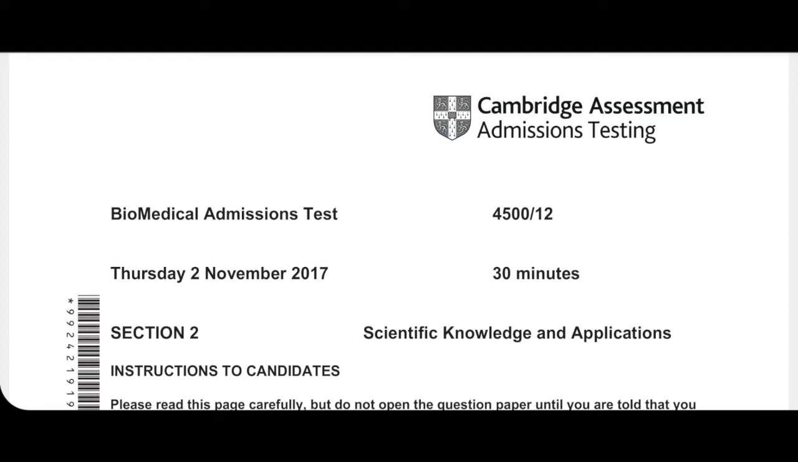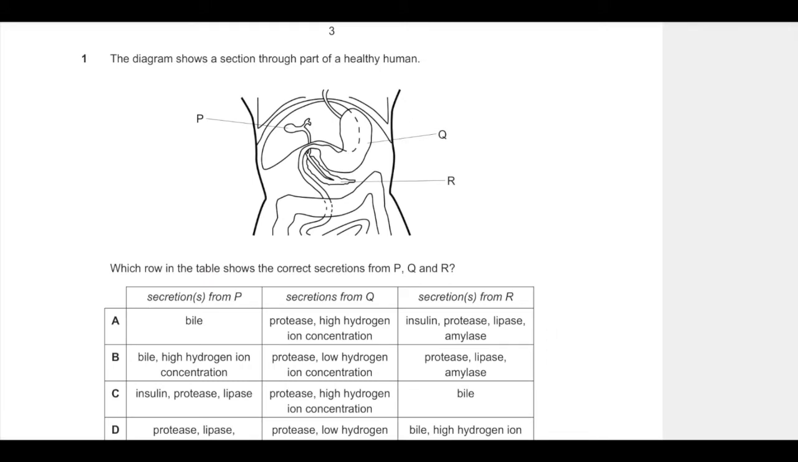Now, without further ado, let's start answering the questions. Question number one. The diagram shows a section through part of a healthy human. Which row in the table shows the correct secretions from P, Q, and R?